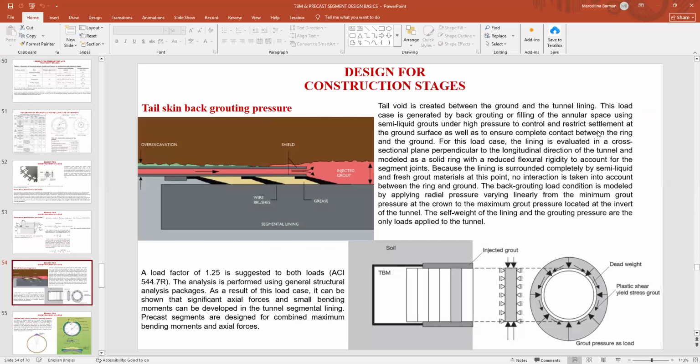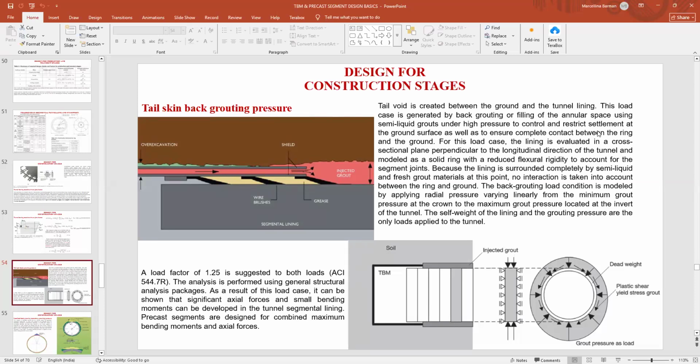Now we come to the construction stages. In the construction stages, we are doing the tail end grouting. The grouting after the installation of the segments is always done from the tail end of the TBM. With the tail end grouting, we are basically filling the gap between the excavation face and the segment, because there is a gap between the excavation face and the segment. That is creating the volume loss. So to cater for the volume loss or to close the gap, we are doing the grouting. Now the grouting can be primary grouting, and it can be secondary grouting also.